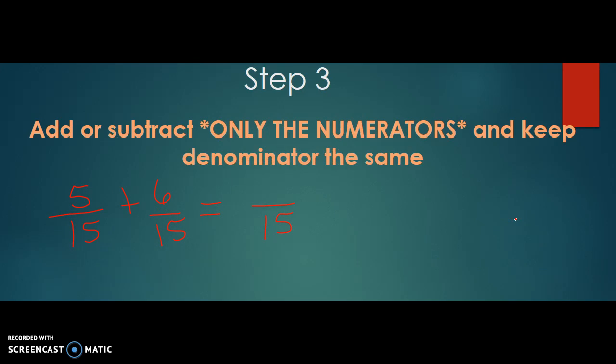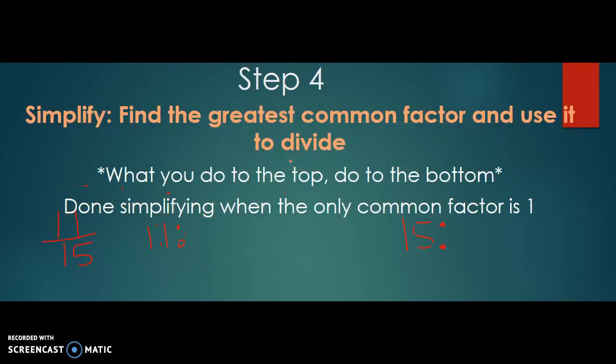Step 3, go ahead and add or subtract only the numerators. Remember, we're only going to add or subtract the top numbers, and we keep the same denominator. So 5 plus 6 will be, giving you a minute to give me an answer, 11. Okay, so after I add or subtract, my answer is 11/15. But I'm not done. Step 4, simplify by finding the greatest common factor and use it to divide.